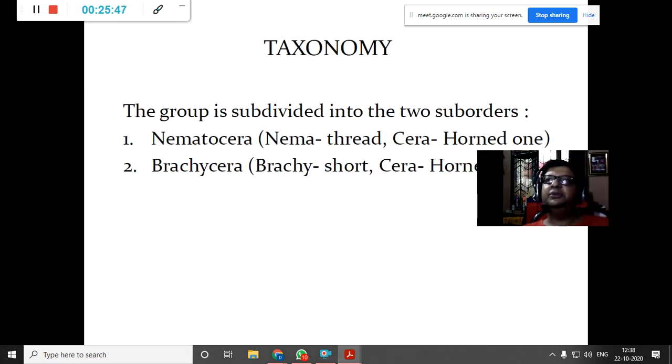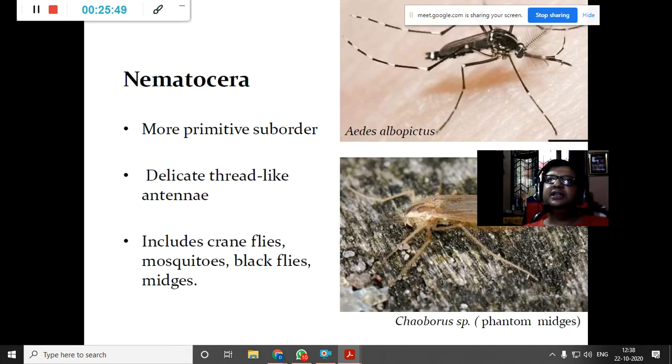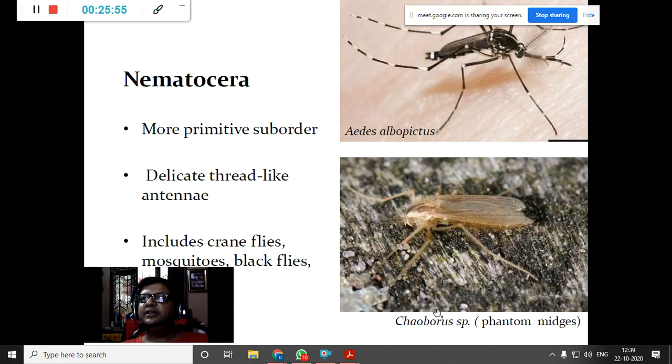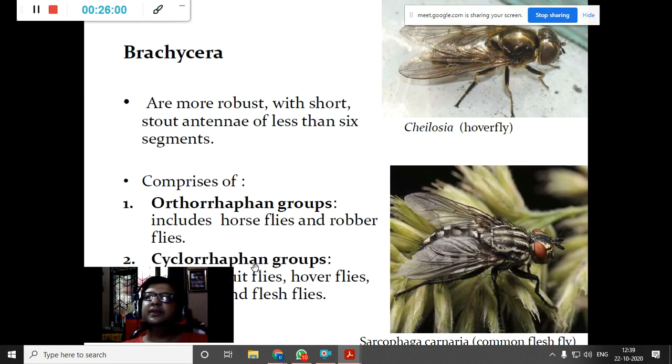And so the taxonomy, you don't need to. The horned ones, the Nematocera. For example, this is the Aedes mosquito. Then you have the phantom midges. Then you have the common flesh fly or the hoverfly.